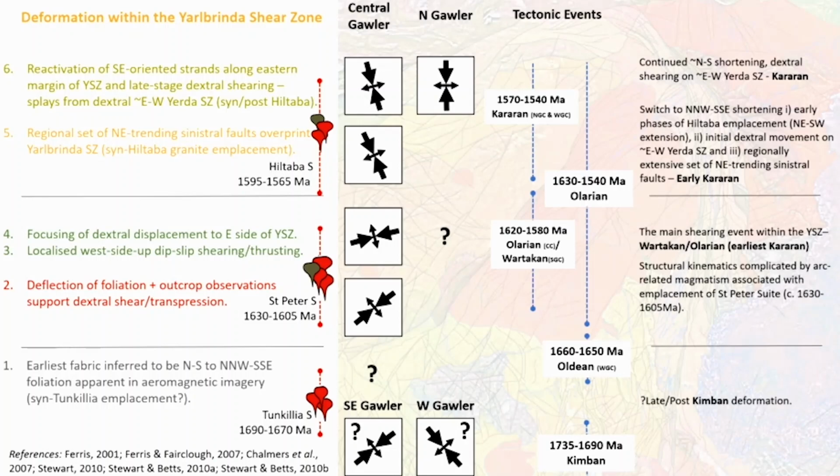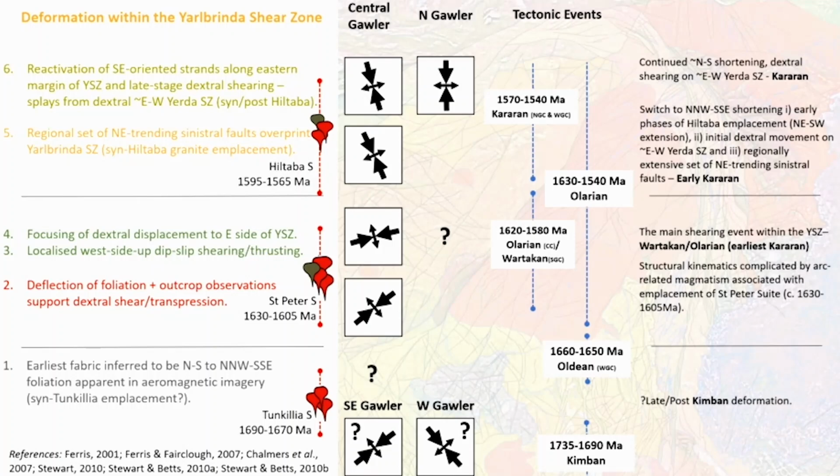So the main shearing event within the Yarlbrinda Shear Zone was largely concurrent with the earlier Kimban, also referred to as the Wartakan in southeast Gawler, which is roughly concurrent with the emplacement of the St Peter suite. So our structural kinematics at this time was likely complicated by the emplacement of the arc-related St Peter suite.